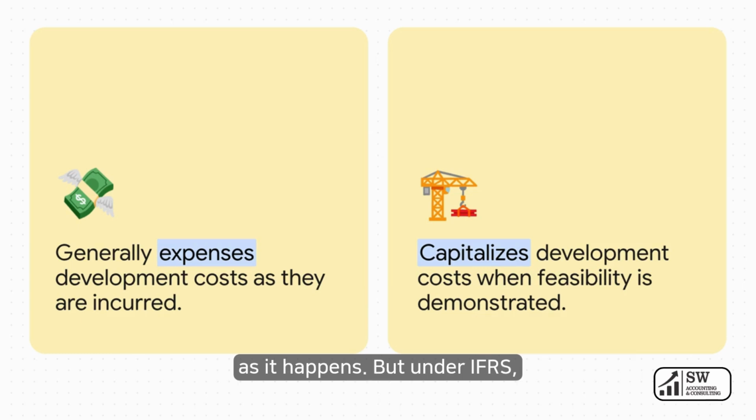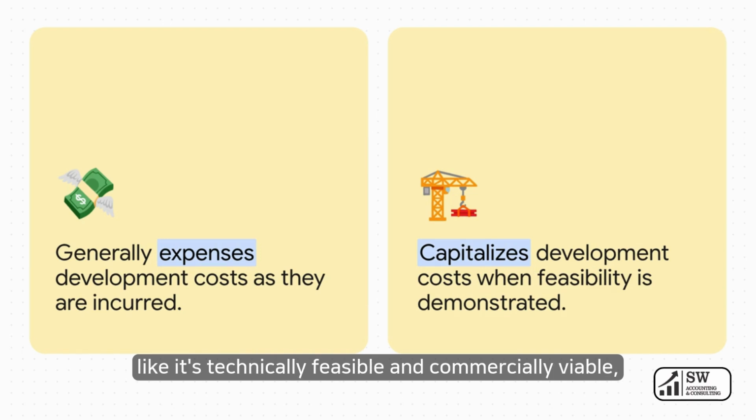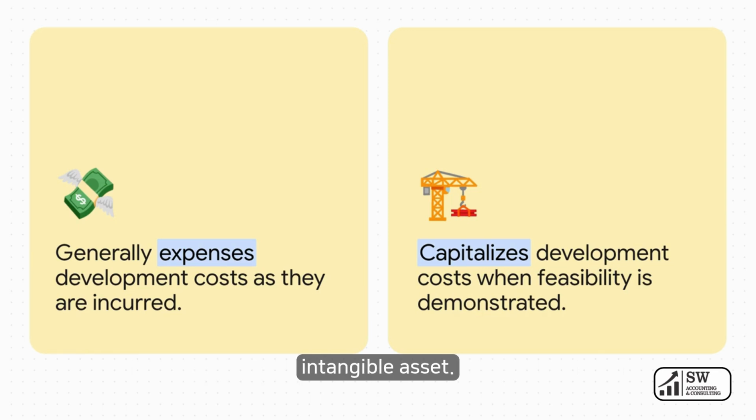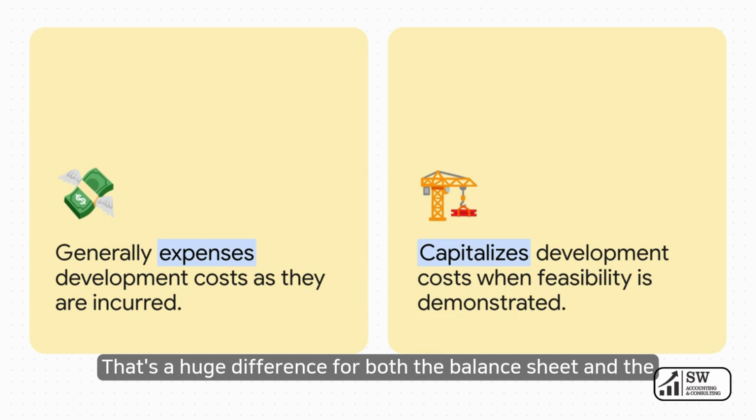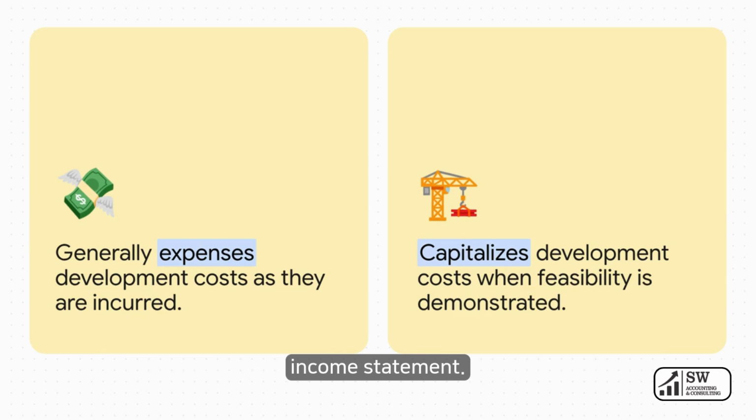But under IFRS, once that project hits certain milestones, like it's technically feasible and commercially viable, you have to start capitalizing those costs as an intangible asset. That's a huge difference for both the balance sheet and the income statement.